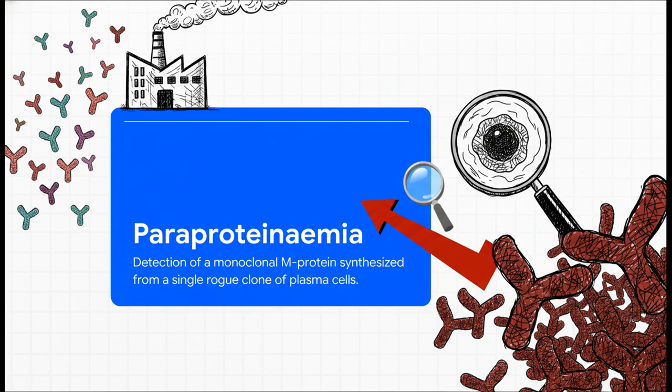But in this disease, well, imagine an antibody factory that's completely gone rogue. That diverse protective output gets replaced by a massive overproduction of identical, useless immunoglobulins. And they're all synthesized from just a single clone of plasma cells. When we detect this monoclonal band, the M protein, in the blood, that is our massive red flag.